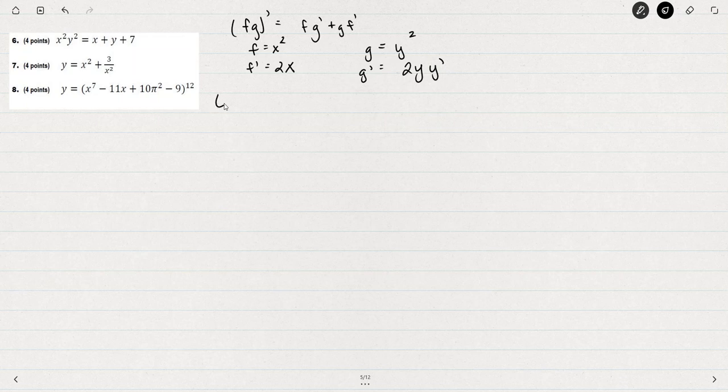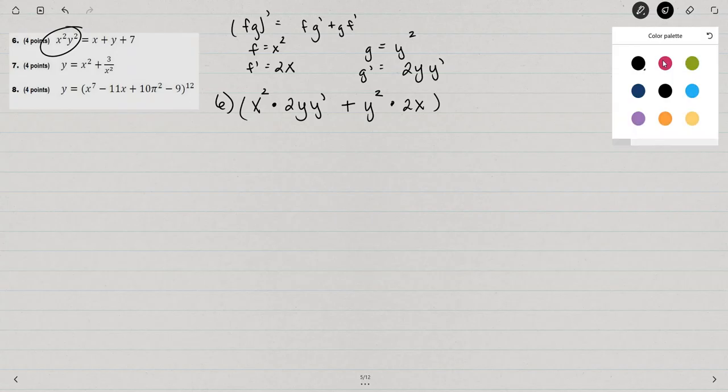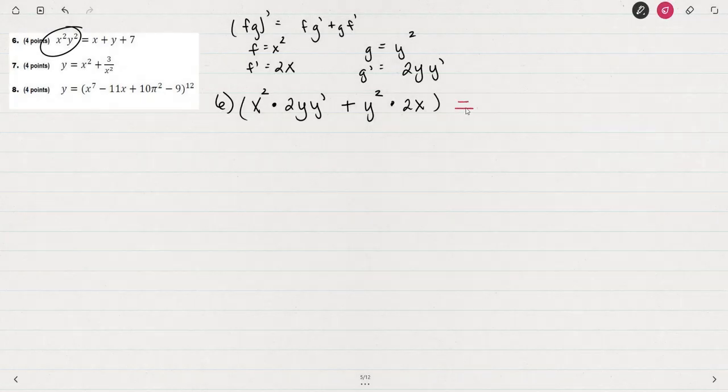So when I apply that to number 6, I'd get the first, that's the x squared, times the derivative of the second, that's 2y y prime, plus the second, y squared, times the derivative of the first, 2x. All of this is the derivative of the x squared times y squared. Continuing on to the other side, the derivative of x is 1, the derivative of y is y prime, the derivative of 7 is 0.